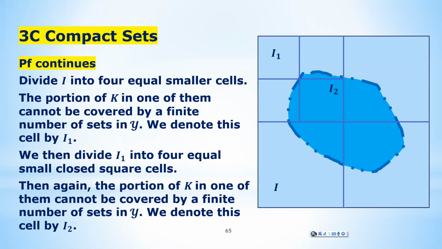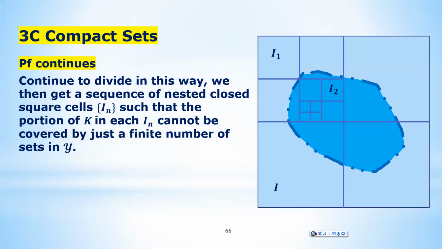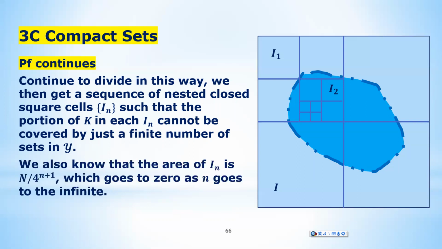So we continue this game over and over. I divide it in this way, and you can get a sequence of nested closed square cells, In, such that the portion of K in each In cannot be covered by just a finite number of sets in Y. Okay, so in this way, such a sequence In is nested and satisfies all these conditions. And from there, I'm going to get a contradiction, okay?